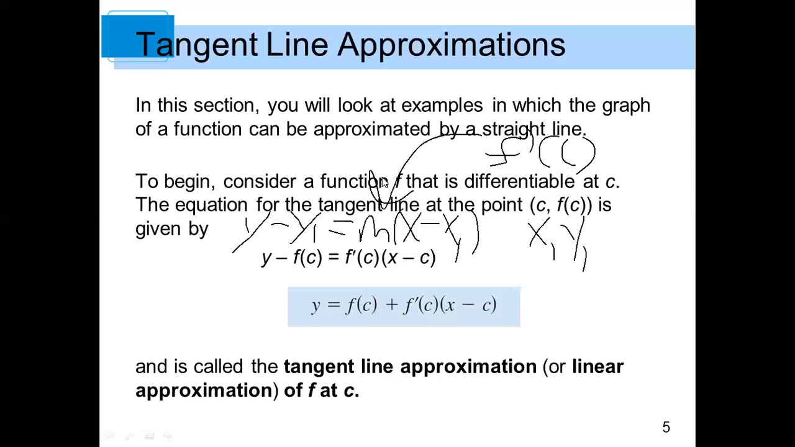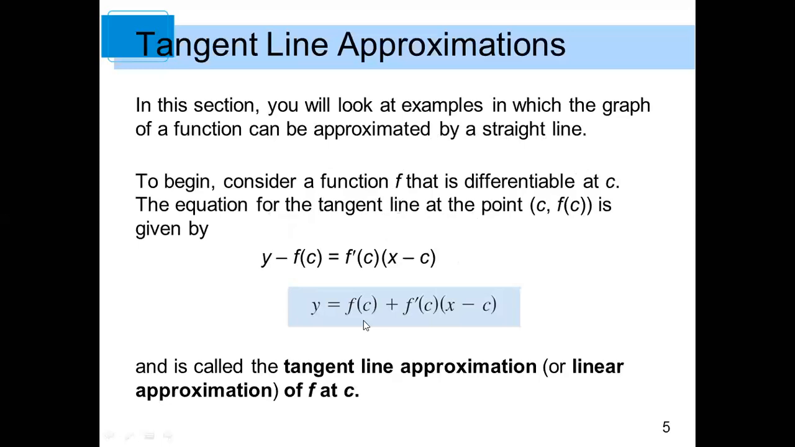Okay, if I solve the equation of the line for y, I just add f of c to the other side and I get this. And that's called the tangent line approximation or linear approximation of f at c. So nothing new there. The notation might look a little bit different, but it's nothing new from what we've done before with tangent lines.